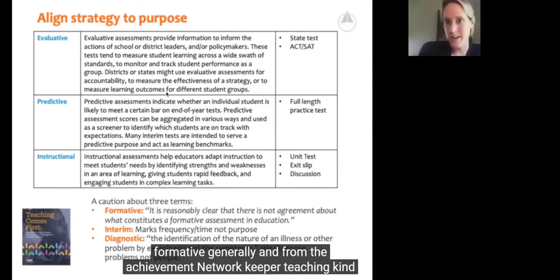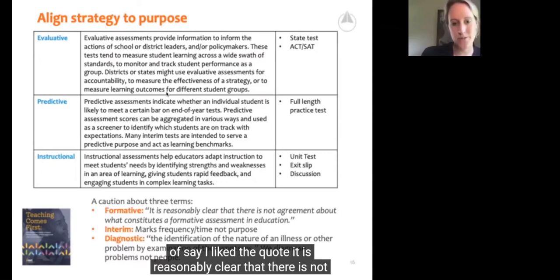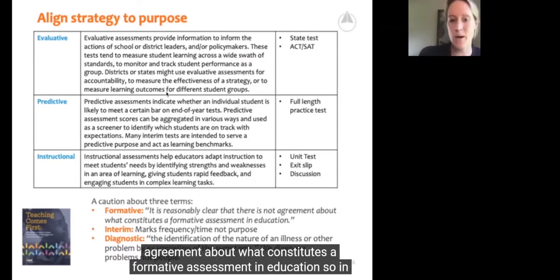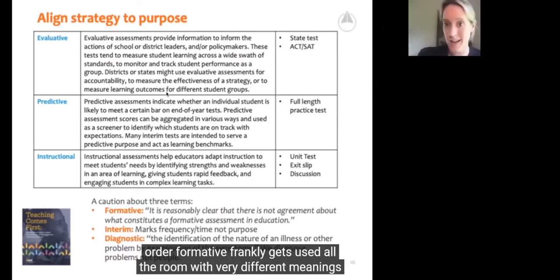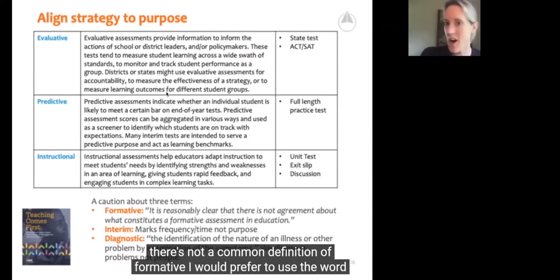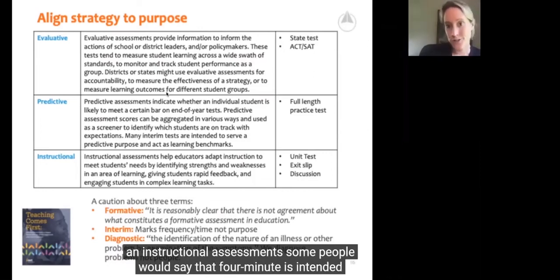We talk about formative generally, and from this Achievement Network paper, Teaching Comes First, I liked the quote, "It is reasonably clear that there is not agreement about what constitutes a formative assessment in education." So the word formative, frankly, gets used all the time with very different meanings. There's not a common definition of formative. I would prefer to use the word instructional assessments.